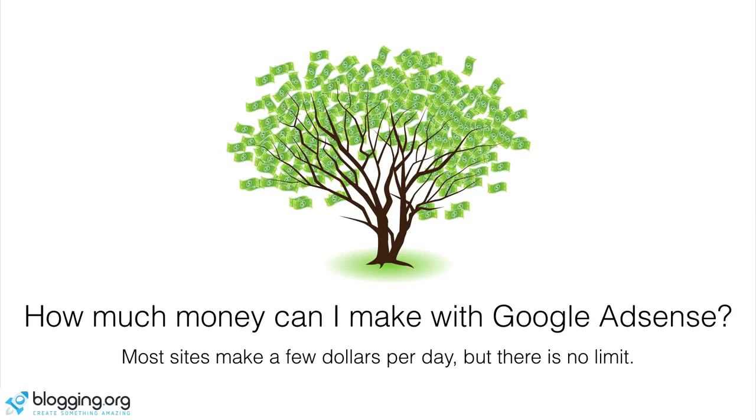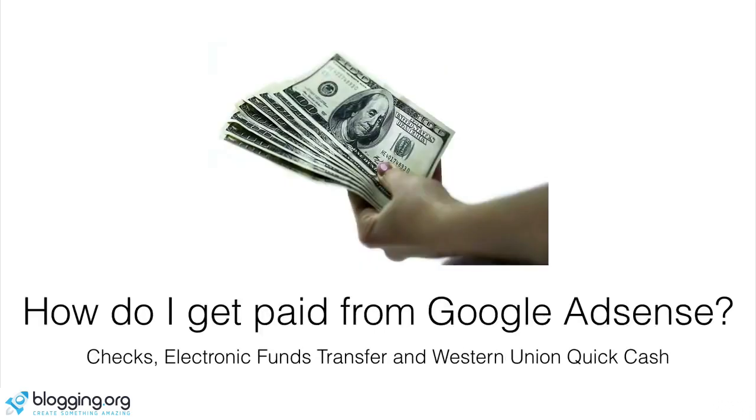Some sites make a few dollars per day, some sites make a few cents a day, and some sites make thousands of dollars per day. It all depends on the content that you have on your site, what type of advertisers it's targeting, and of course how much traffic you have. But there's no limit. So how do you get paid from Google AdSense?